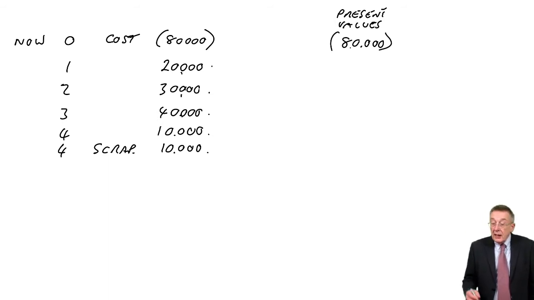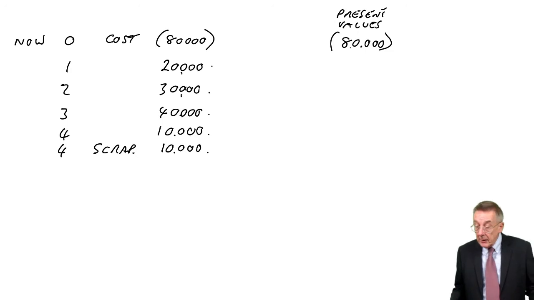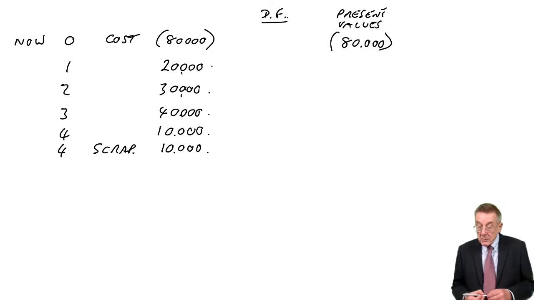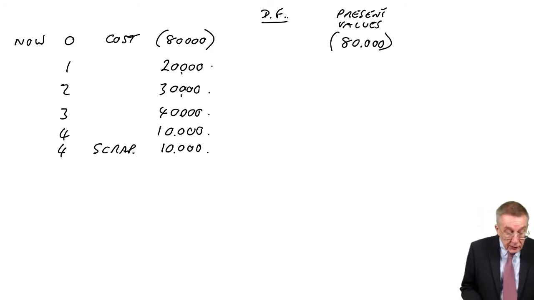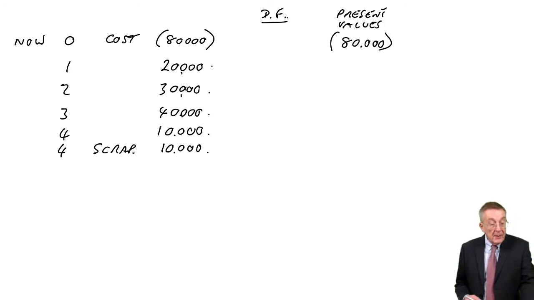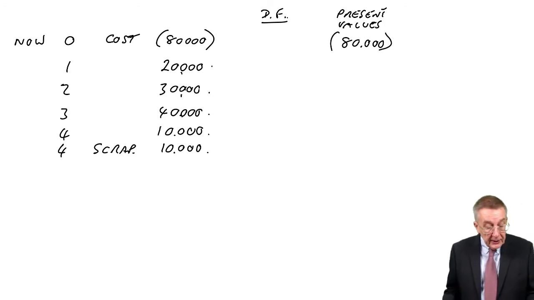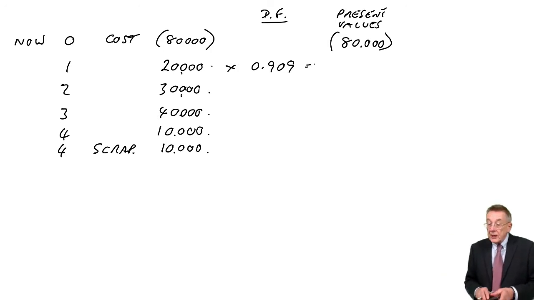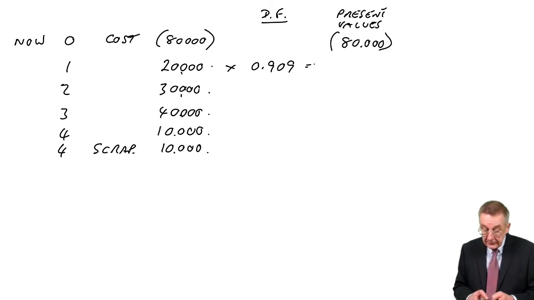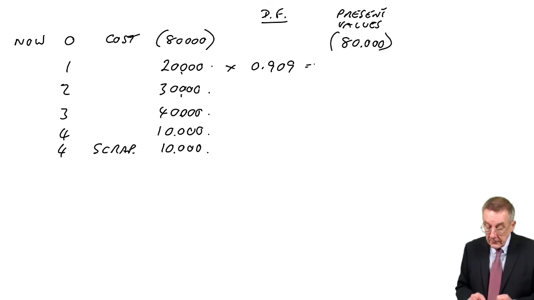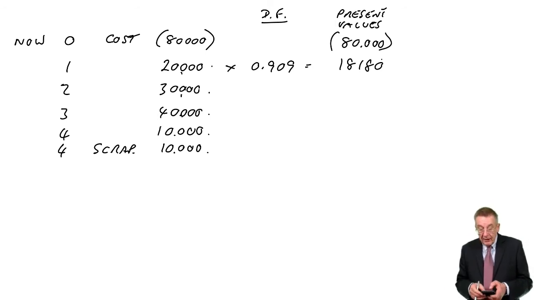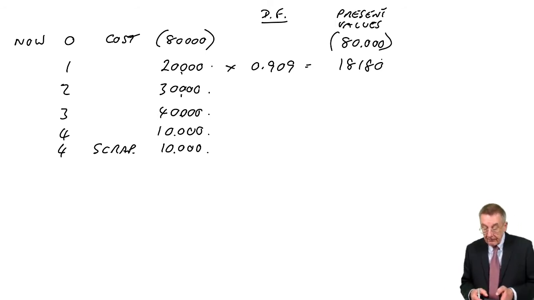But what's the equivalent now to 20,000 in a year's time? We discount. We multiply by the discount factor from the present value table. The interest is 10%, so make sure you're on the right tables. The discount factor at 10% for 1 year is 0.909. And so 20,000 in a year is equivalent to 18,180 now. Again, we're effectively removing the interest.